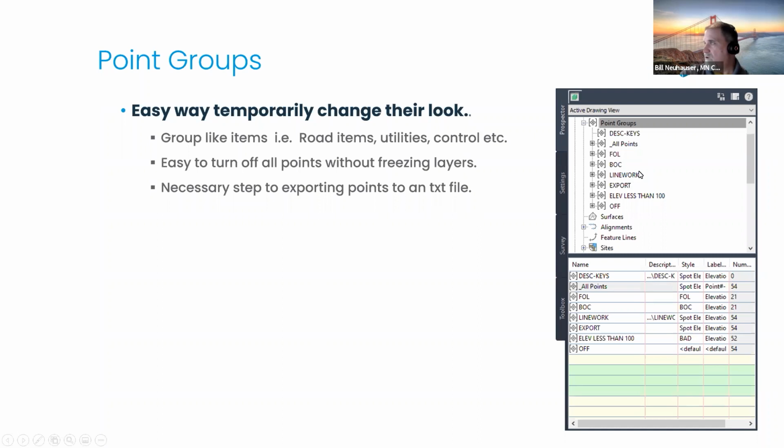You can see here, I have one called off. And essentially, if I put that at the top of the list, boom, all my points are turned off. I don't have to freeze, thaw, or change anything. I just, boom, they're all turned off.